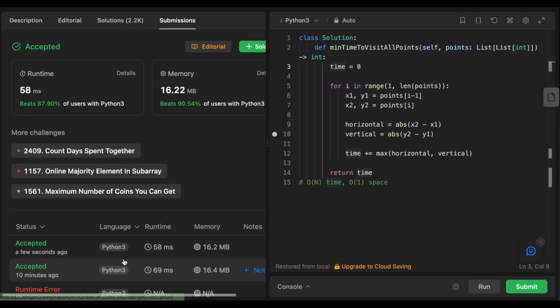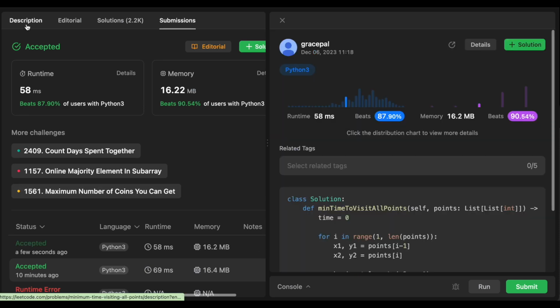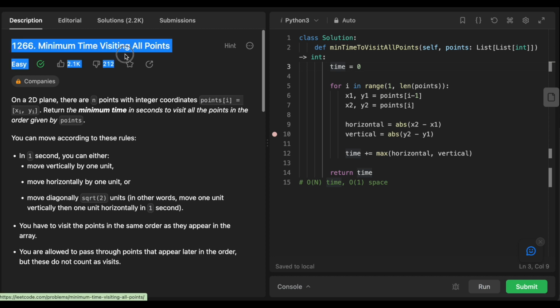And there you have it. That was once again 1266, Minimum Time Visiting All Points.